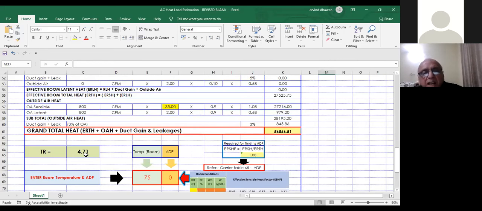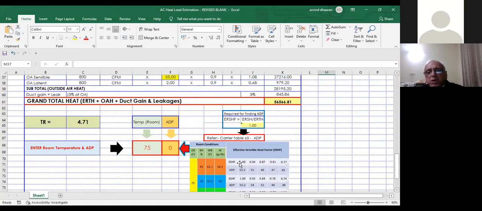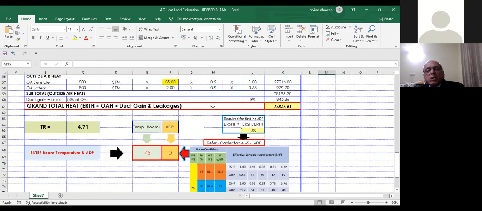You have to do nothing. This factor also comes automatically. Having got this factor, now this portion has to be selected by you. For example, this factor is 1. Then for 1, you have to find the ADP. This I cannot do for you because this will depend on your total building structure, location, north, south, number of people, amount of heat inside the building.